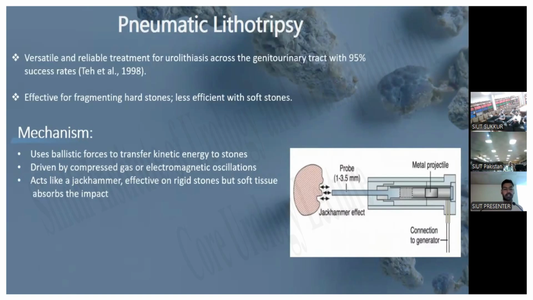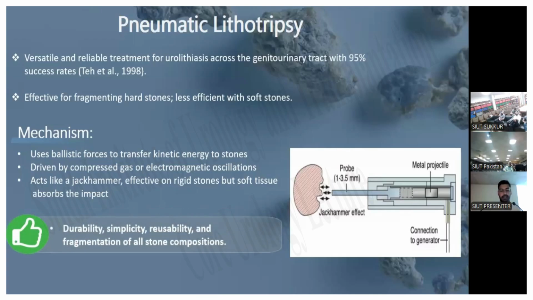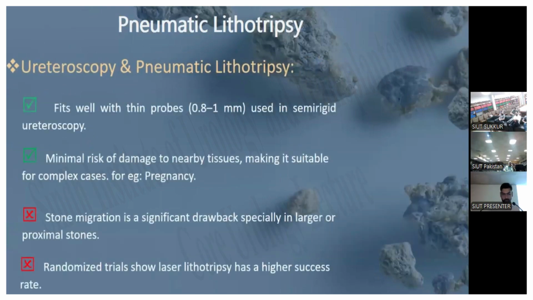The mechanism is that basically it uses a ballistic force to transfer the kinetic energy to stones, and is driven by compressed gas or electromagnetic oscillations. It acts like a jackhammer, effective on rigid stone, but soft tissues also absorb the impact. It is durable, simple, and reusable, and fragments all stone compositions. It is good with ureteroscopy as well, because it fits well with thin probes used in semi-rigid ureteroscopy, with minimal risk of damage to nearby tissues, making it suitable for complex cases, for example, in pregnancy. And stone migration is a significant drawback in it, especially in larger and proximal stones.